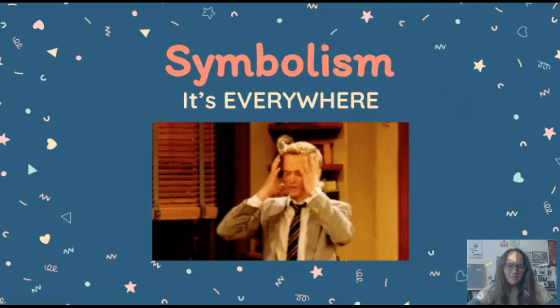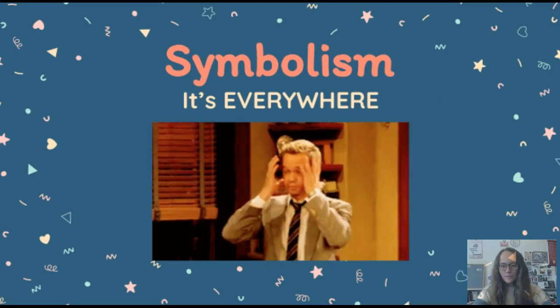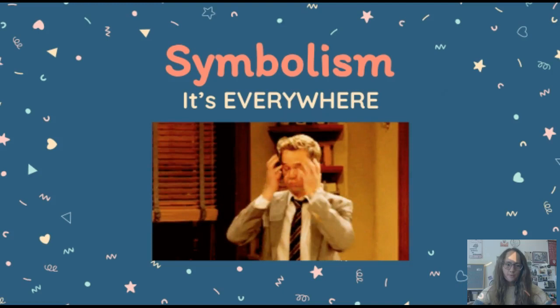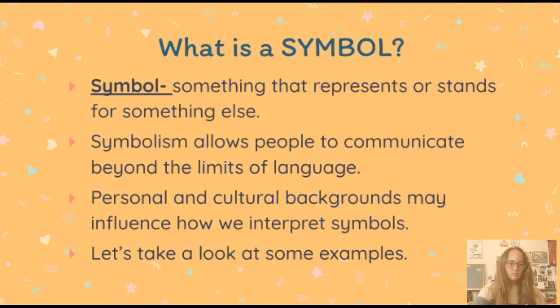Hey everybody, today we are going to be talking about symbolism and how symbolism is everywhere, and specifically how symbolism can be found in the literature that we read. So first of all, the basic definition of a symbol is something that represents or stands for something else. The interesting thing about symbols is that the symbol is the thing it is, but it is also something deeper than what it actually is.